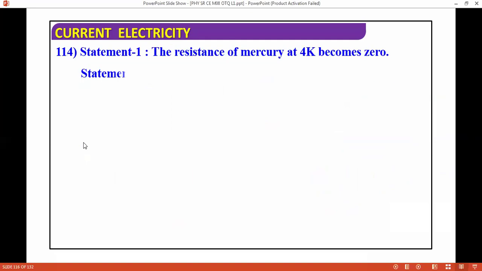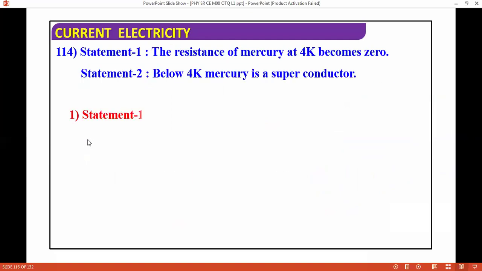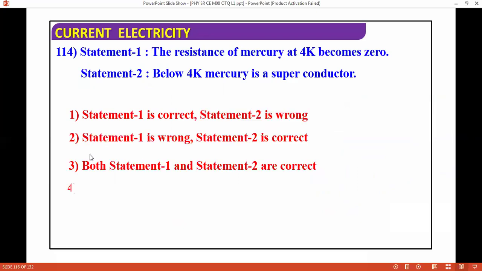Moving on. The resistance of mercury at 4 Kelvin becomes 0. So both answers are correct. Some facts to keep in your brain: the resistance of mercury at 4 Kelvin becomes 0, and below 4 Kelvin, mercury is a superconductor. Next, we are moving on.